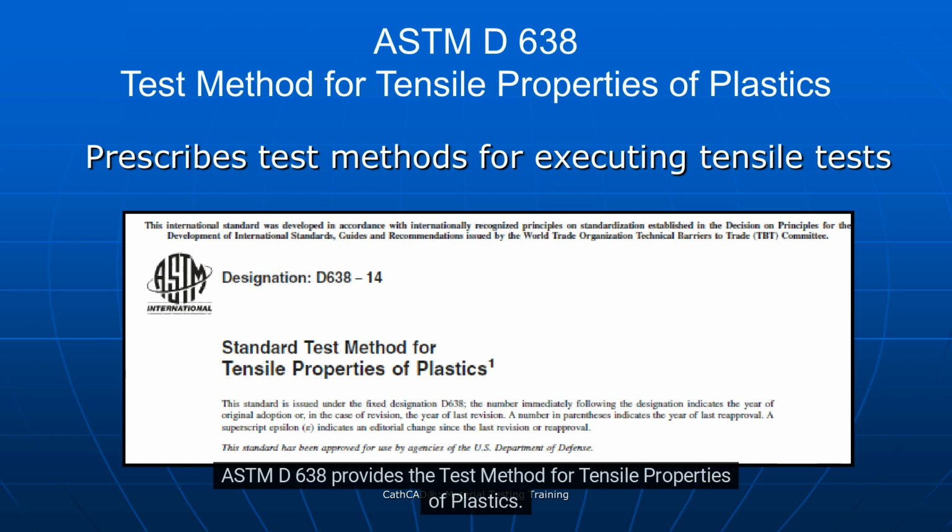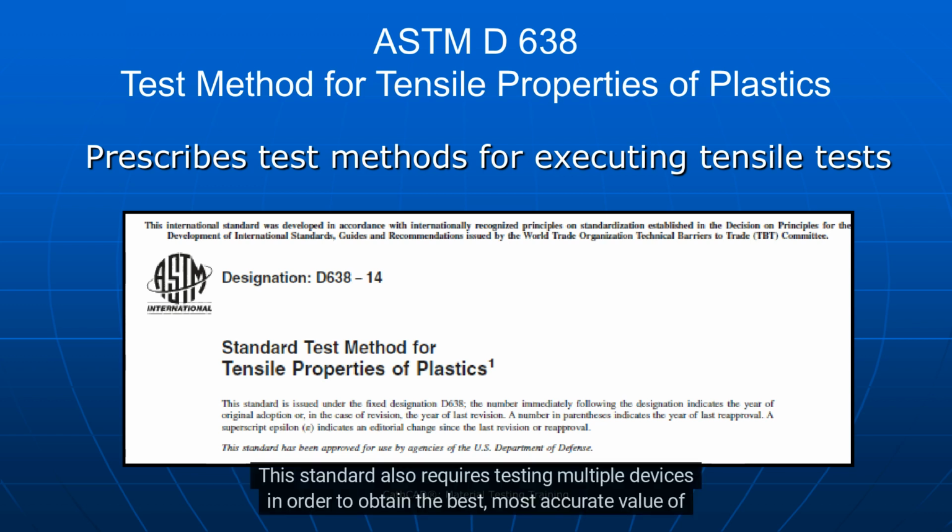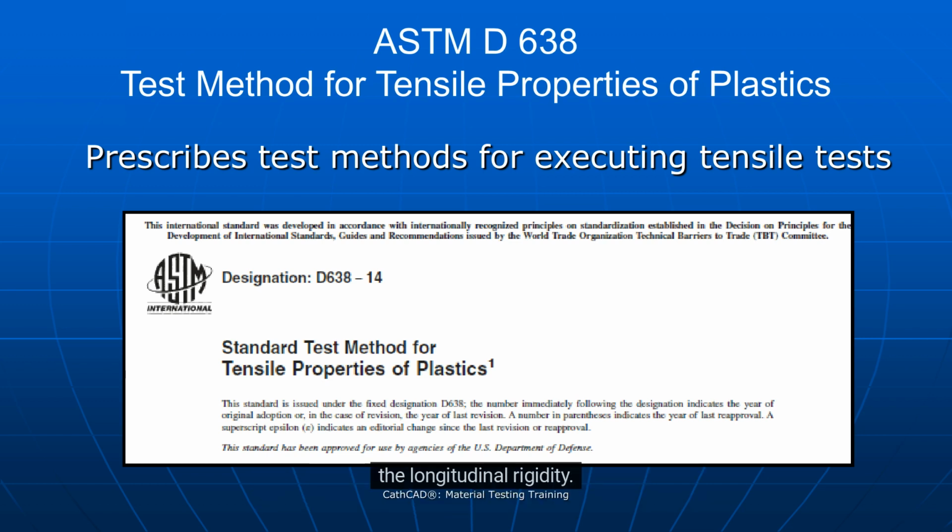ASTM D638 provides the test method for tensile properties of plastics. This document is used to derive the value of longitudinal rigidity, or EA, from a test sample. This standard references ASTM D618, Practice for Conditioning Plastics Prior to Testing. This standard also requires testing multiple devices in order to obtain the best, most accurate value of the longitudinal rigidity.